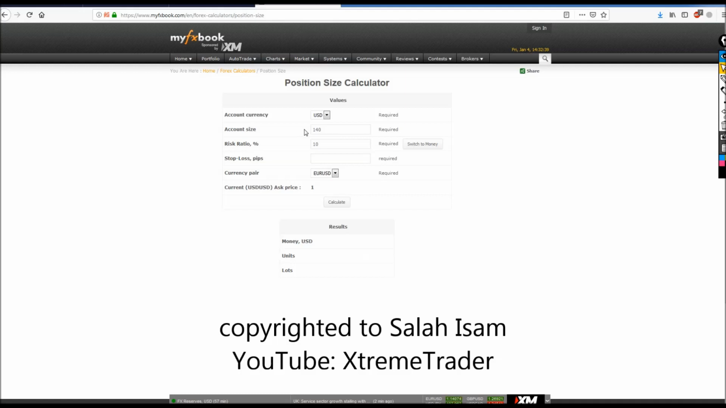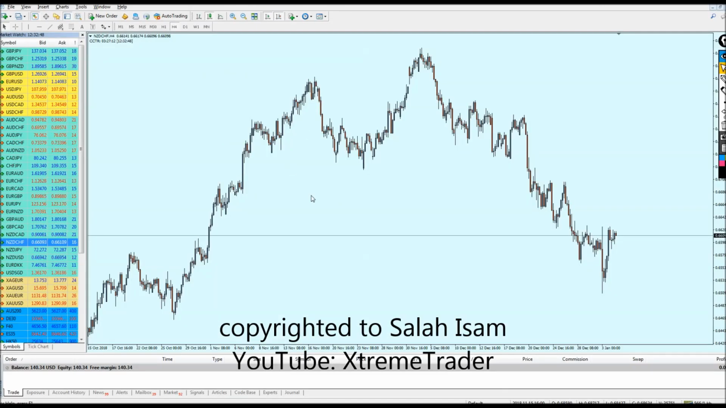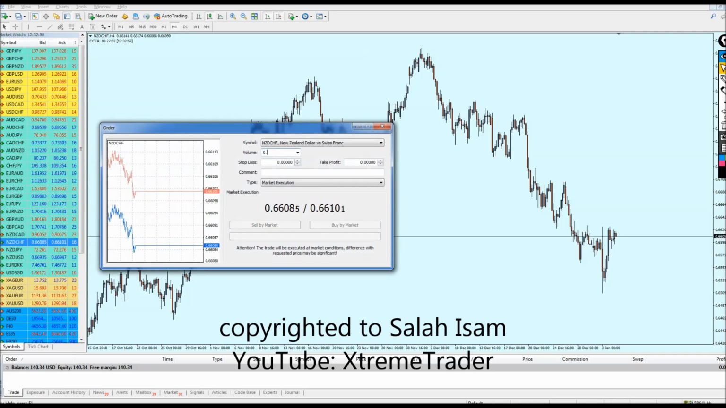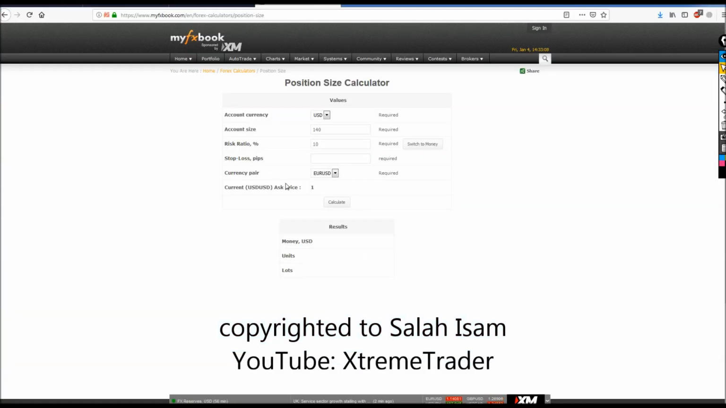So what is this calculator basically doing? This is helping me. For example, I'm a beginner and I have this $140 in my account. I want to risk only 10% from this balance, but I don't know how much volume I should use. Shall I use 0.10? Shall I use 10 lots maybe? I'm a beginner. I don't know anything about that. So I need something to help me understand what lot size I will use. So this calculator is your answer. It is the best for you.